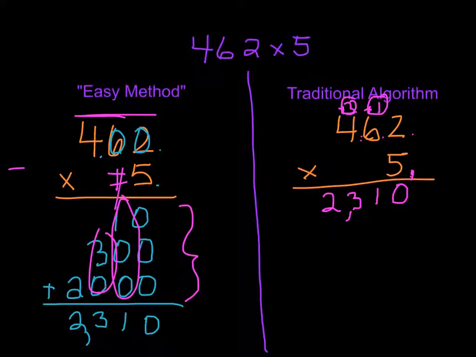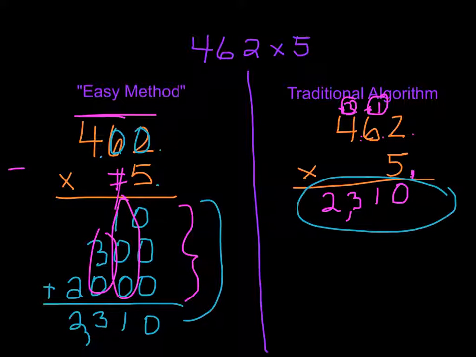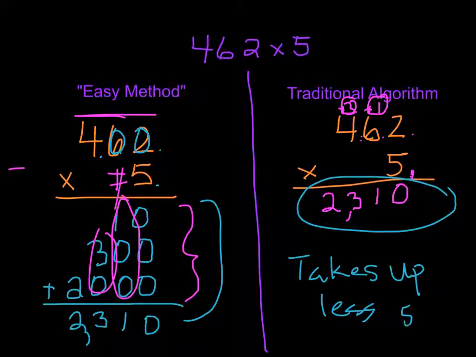So you can see that I've taken up a lot less space. In my answer space, I only have 1 line. Whereas over here, I had all these extra lines, 4 lines total. So this takes up less space and is quicker. That's why more people use the traditional algorithm.